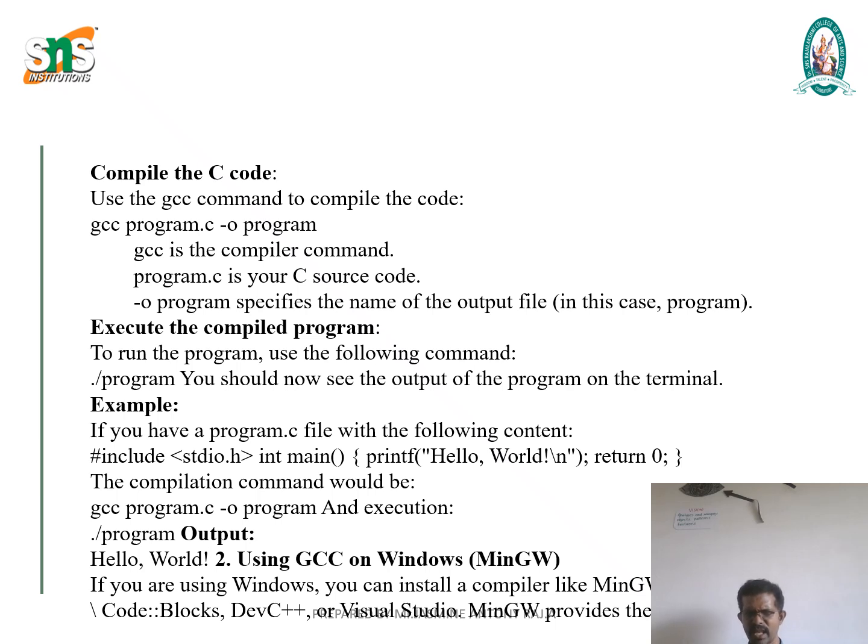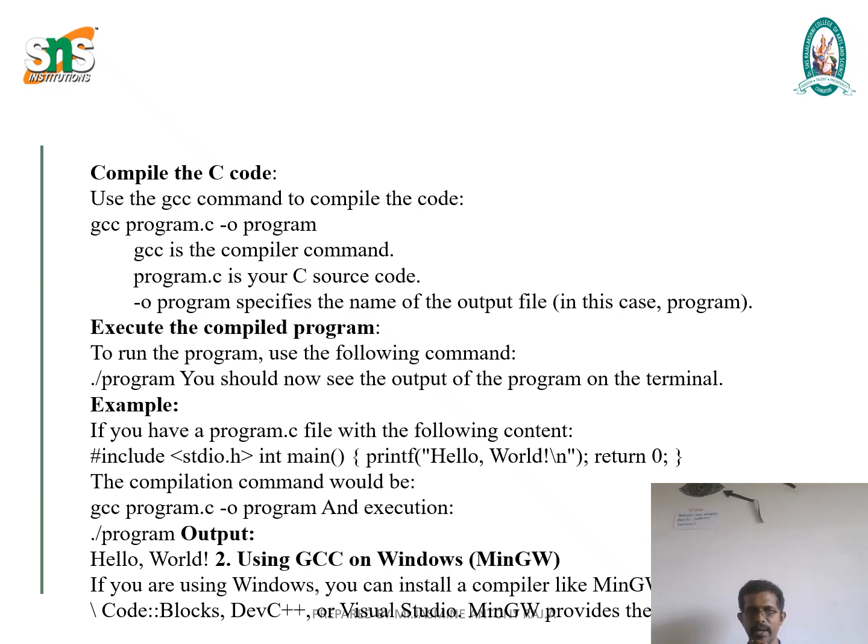The -o program option specifies the name of the output file. In this case, program is the file name. The next process is to execute the compiled program after checking the errors. Compiling means checking the errors. So after checking the errors, we need to execute the compiled program.